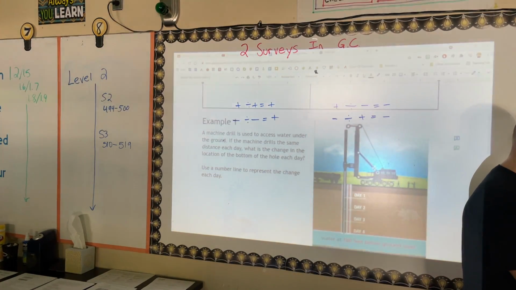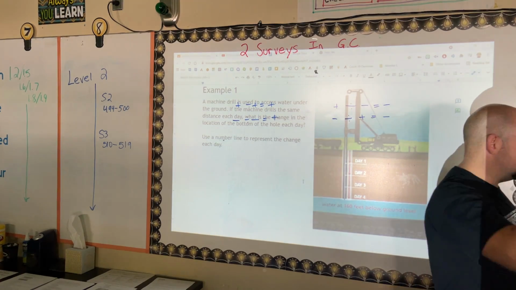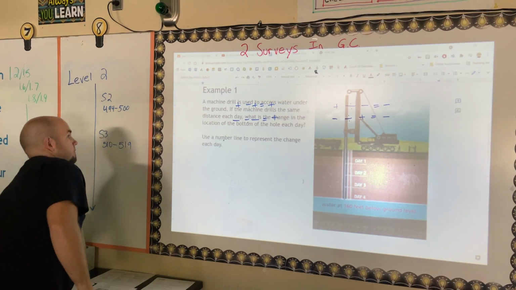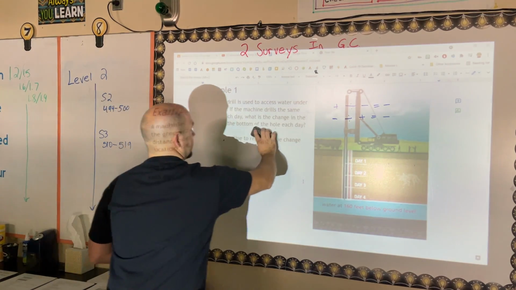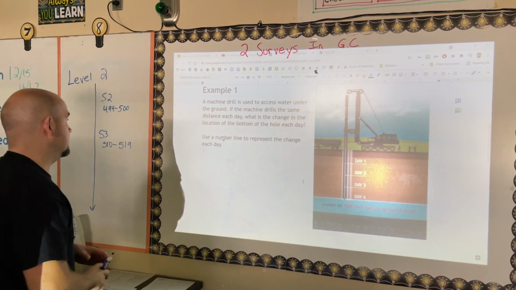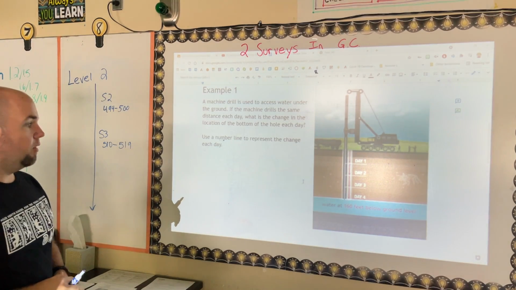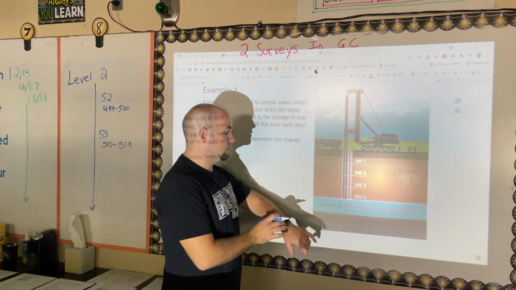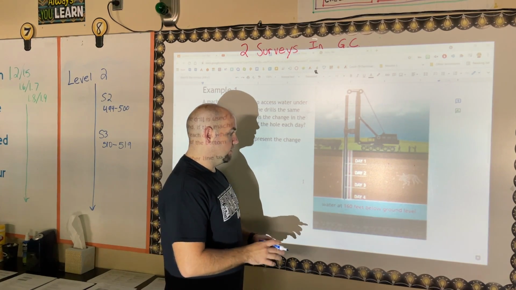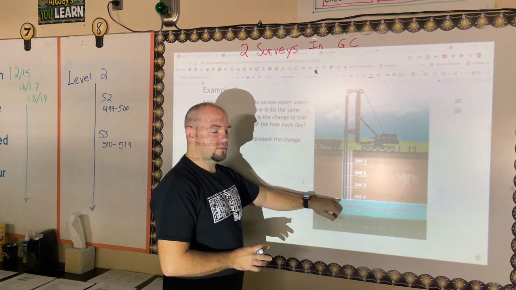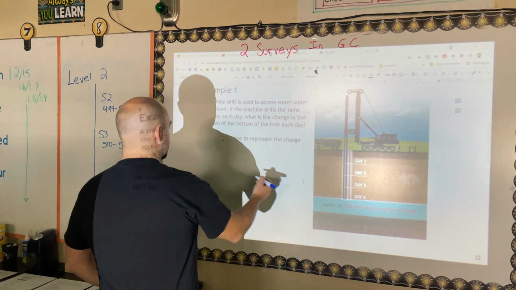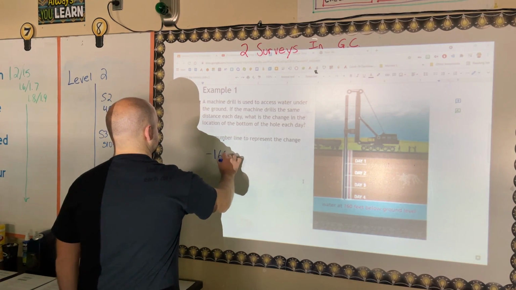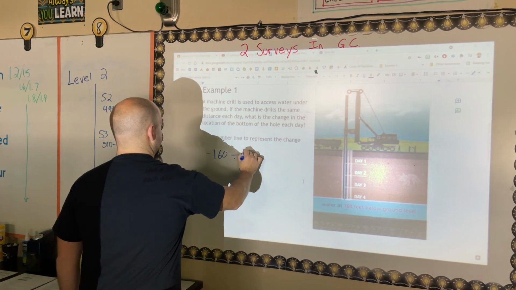So looking at an example, a machine drill is used to access water under the ground. The machine drills the same distance each day. What is the change in location at the bottom of the hole each day? So we're drilling down to water at 160 feet, and we're looking at how many feet we get per day. It's negative because it's 160 feet below ground level. So negative 160 divided by 4.